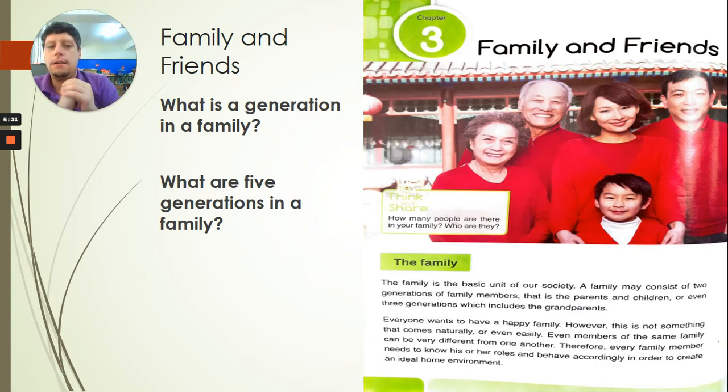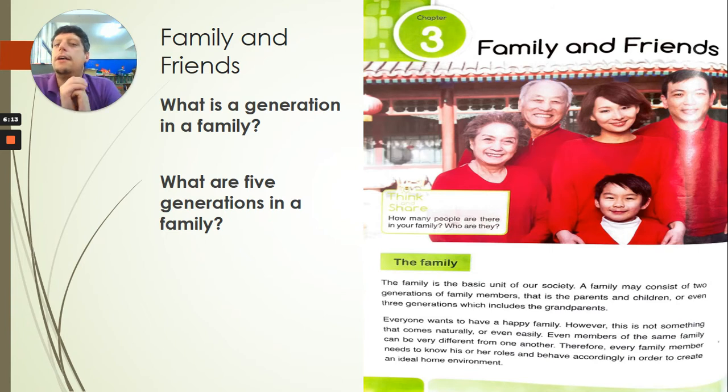bottom to the top. So in my house at home, there are the children, so me, my brother and sister, we are one generation, and we have my mom and dad. They are another generation. So there are two generations in my house. In some of my friends' houses, they have the children, plus the mother and father, plus the grandparents, grandfather and grandmother, all living in the same house. So there are 3 generations of family living in that house.